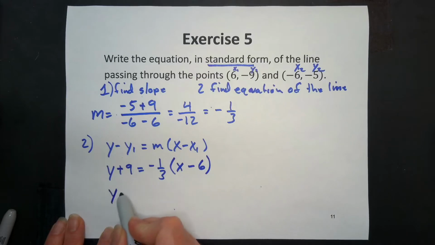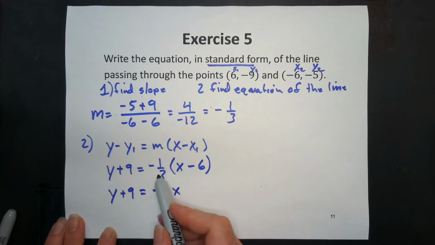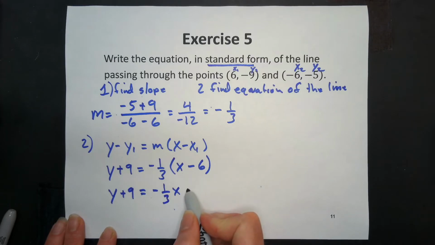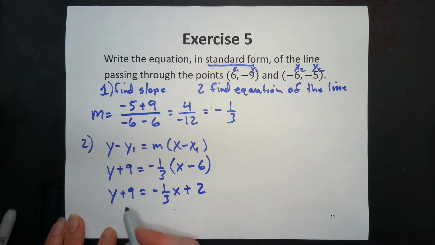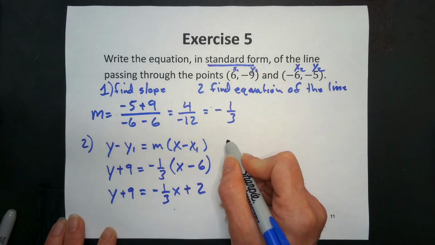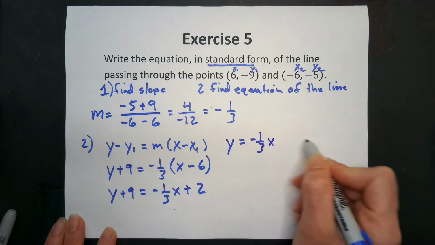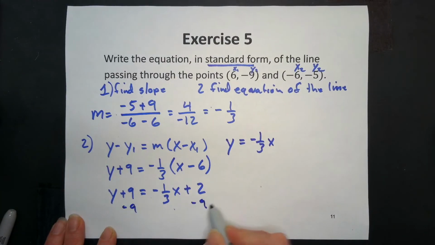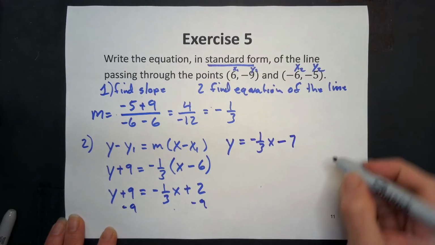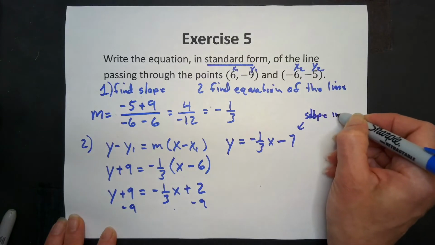And so that's going to give me y plus 9 equals -1/3 x, and then I'm going to divide -6 by -3, or multiply it by -1/3. Either way, same thing. That'll give me +2. And then from there, I'm going to give all my constants to the right-hand side, so I'm going to say y equals -1/3 x, and then I'm going to subtract 9 from both sides. So it gives me -7. So now this is in slope-intercept form.